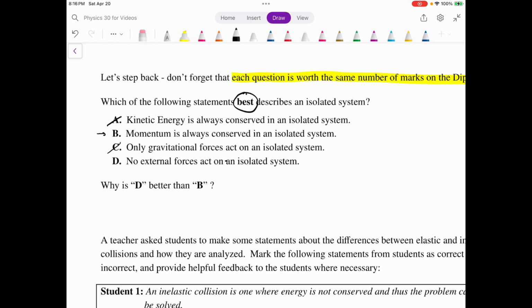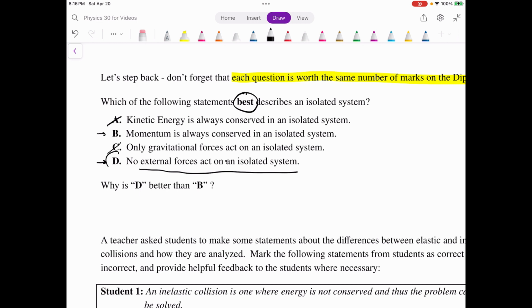Now look at D. No external forces act on an isolated system. Now that is a pretty good definition. That is actually not just a description of an isolated system, it's kind of the definition of an isolated system.